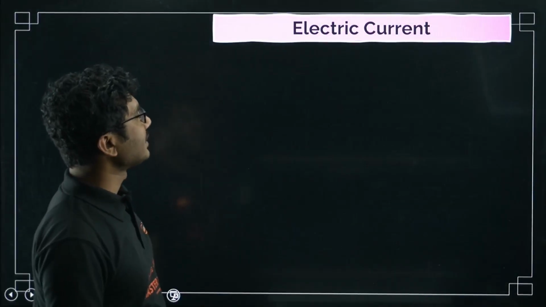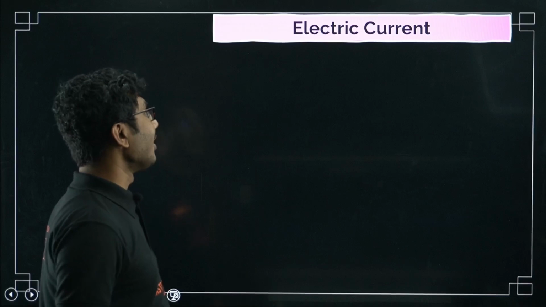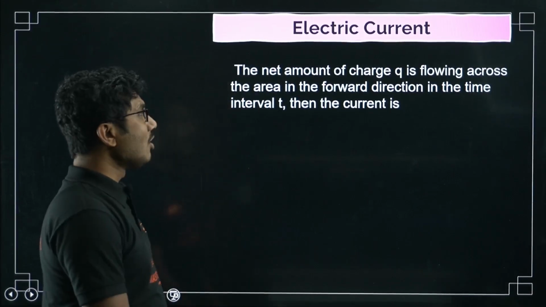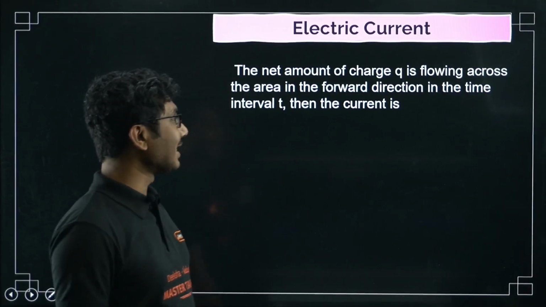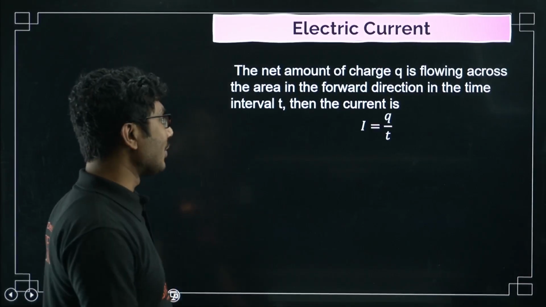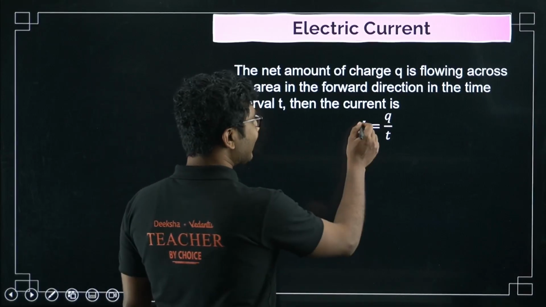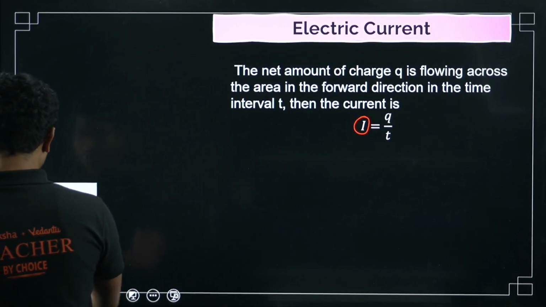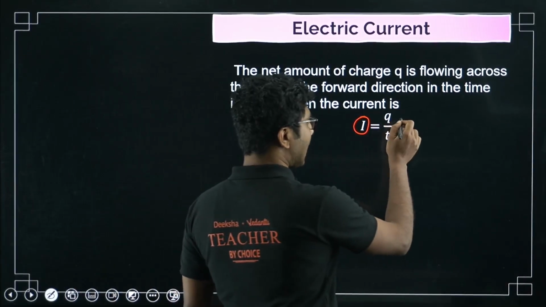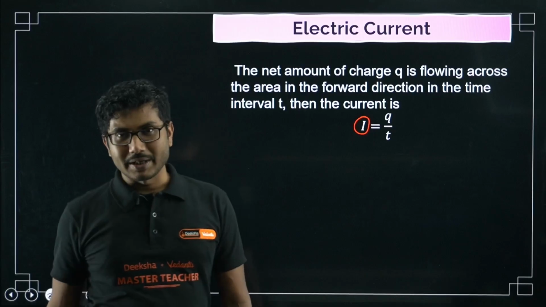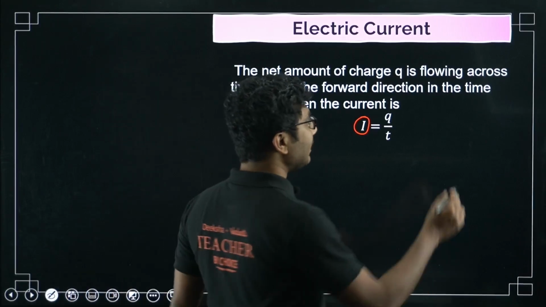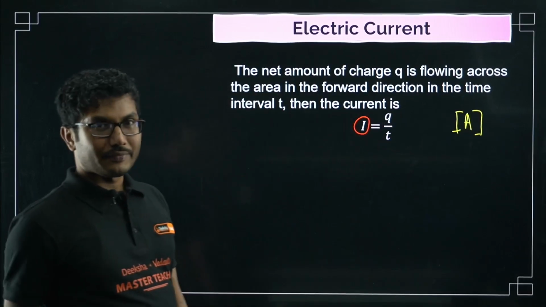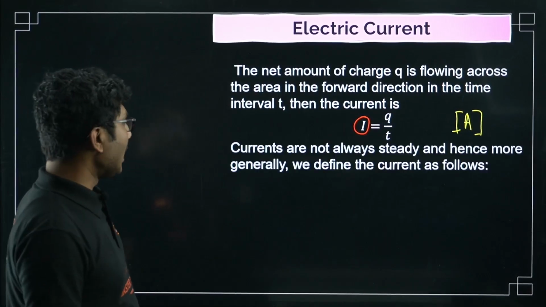Now let's start with the first topic of today, that is current electricity or electric current. If a net amount of charge Q flows across an area in the forward direction in the time interval t, then the current is given by I = Q/t. Here you have to remember that I is considered to be a fundamental quantity, even though it appears to be related to charge and time. Its dimension is generally denoted by the symbol A, which comes from the fact that its unit is ampere, right?